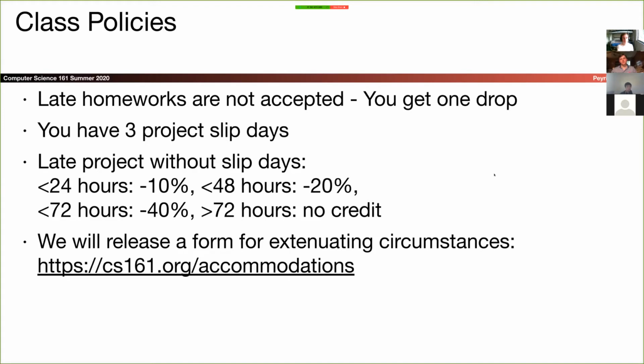And for projects, we also understand that it's kind of a crazy time for everyone. So we will have 3 project slip days, which means that out of the 3 projects, you can submit up to 3 days late in total, if that makes sense. So maybe you want to submit project 1 one day late, and then project 2 one day late, and then project 3 one day late. Maybe project 3 is a very bad time for you and you have to submit project 3 3 days late, that's fine. But in total, you have 3 days of wiggle room there.